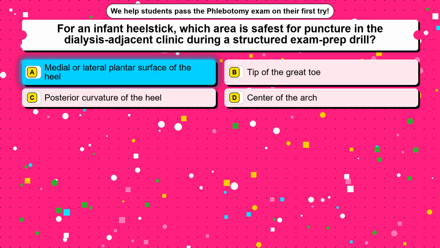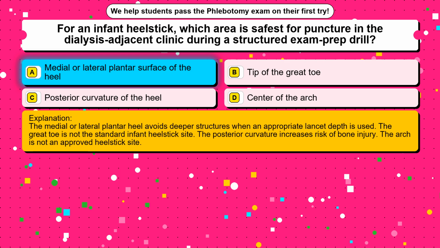The correct answer is option A. Medial or lateral plantar surface of the heel. The medial or lateral plantar heel avoids deeper structures when an appropriate lancet depth is used. The great toe is not the standard infant heel stick site. The posterior curvature increases risk of bone injury. The arch is not an approved heel stick site.